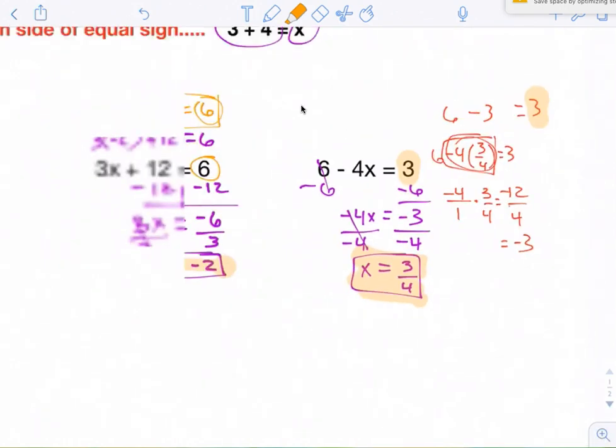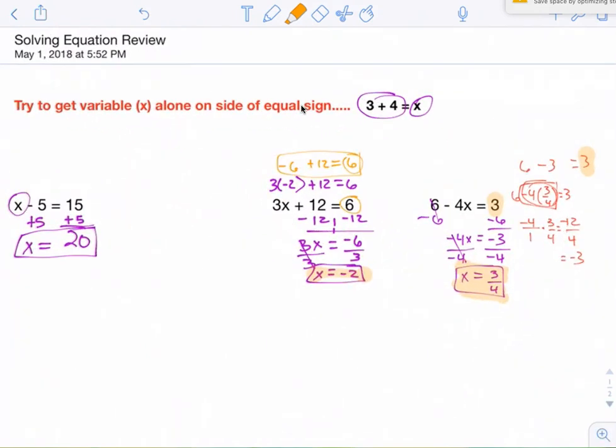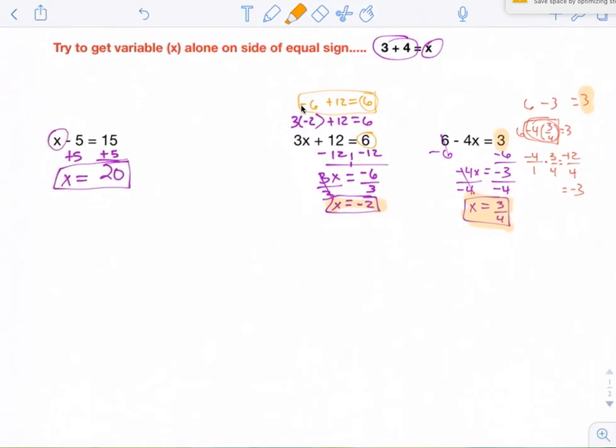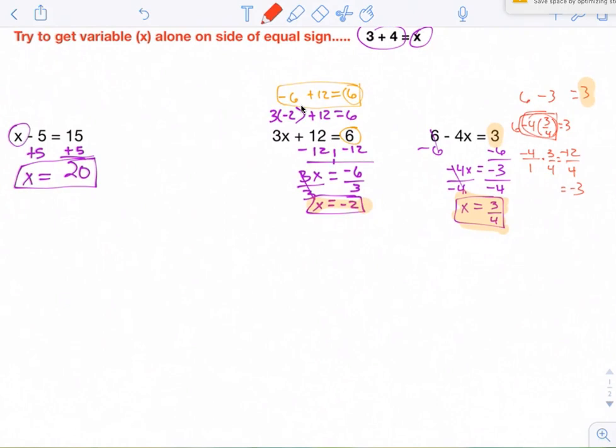All right. Hopefully you got that. That's just a little reminder of how to solve equations. So again, remember that our whole point is to get x alone on one side, and then to get a number on the other side. And that is solving equations.